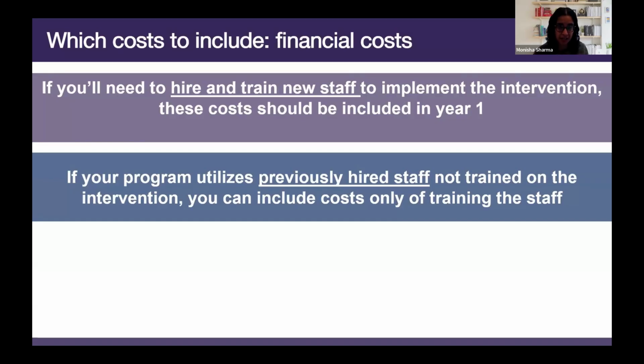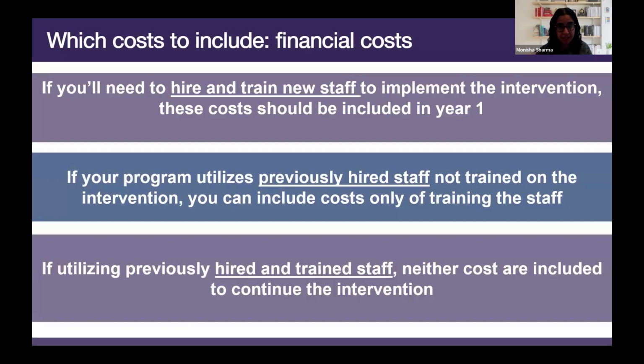But if your program is using previously hired staff, so you're implementing PrEP navigation services in an organization that already has people that can do that job, but you would have to train them for that, then you would only include the costs of training that staff. And obviously if people are already hired and already trained, then you wouldn't include these costs. You would just include the costs of continuing that intervention. So it's helpful to ask all these questions beforehand so it can help hone in on what exactly you'll need to collect, and you're not collecting more than you would need to answer your question.